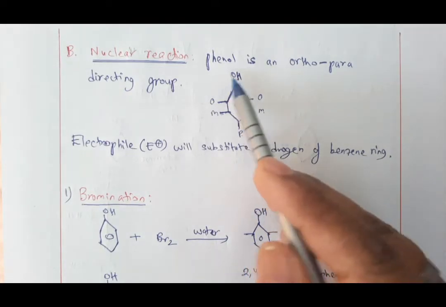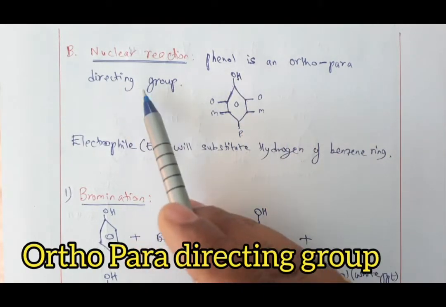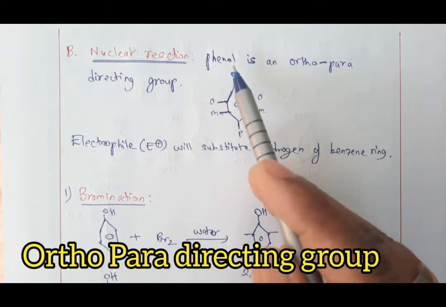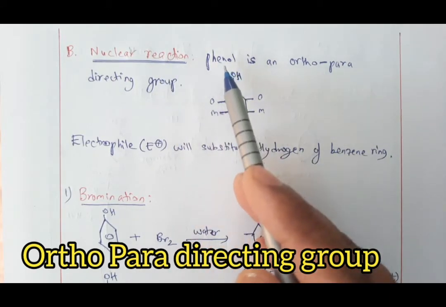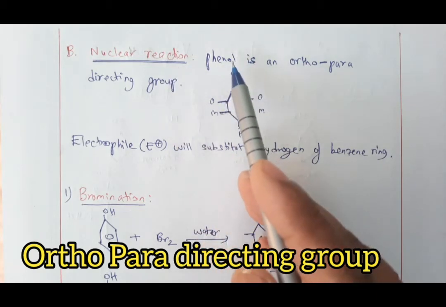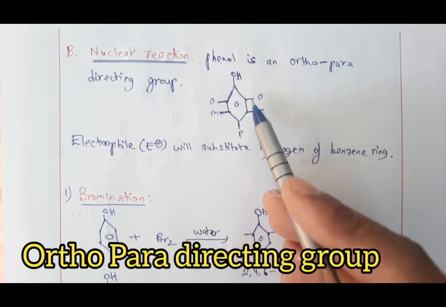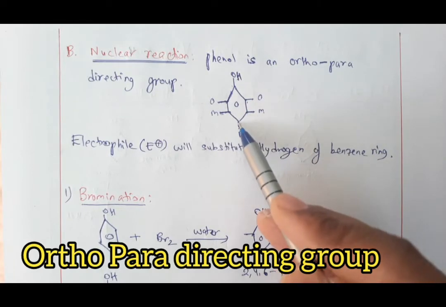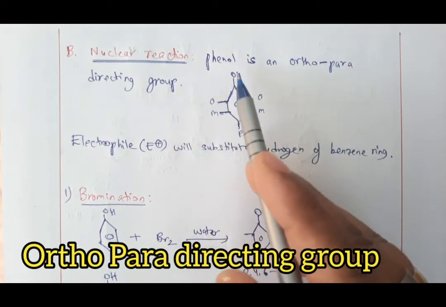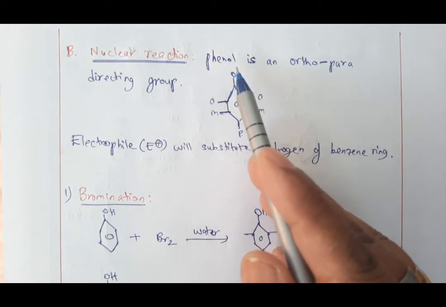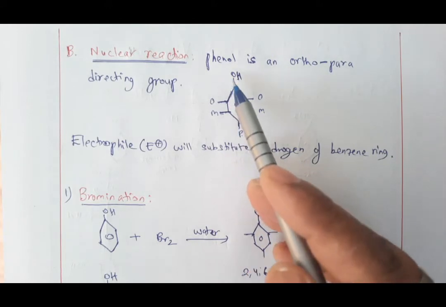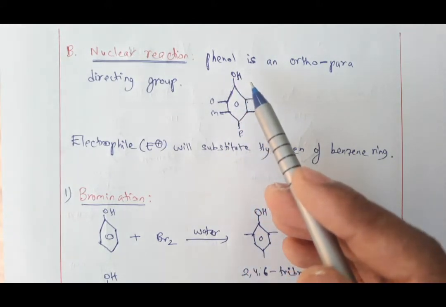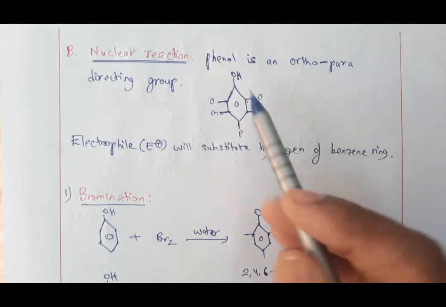And do remember, phenol is an ortho-para directing group. That means if any compound reacts with phenol in nuclear reaction, phenol will always direct it to come and reside in the ortho place or in the para place. Ortho or para place, that's why it is an ortho-para directing group. But phenol will never entertain any functional group to come in the meta position, because it is not a meta directing group. There are some other functional groups which are meta directing groups, but not phenol.